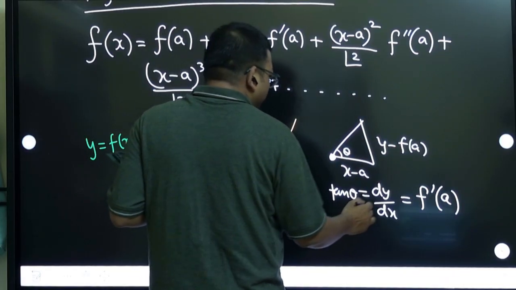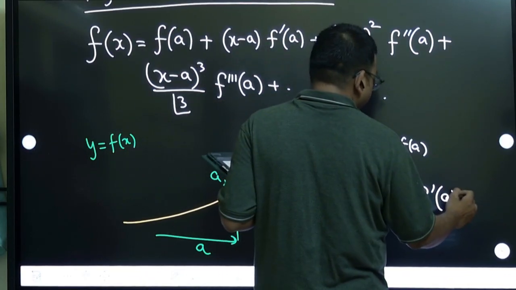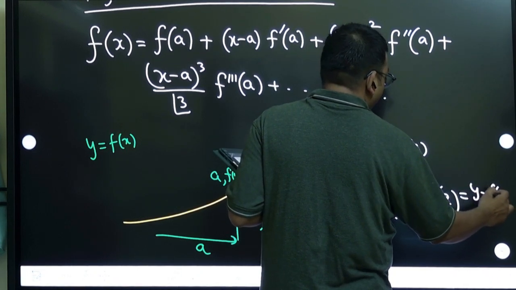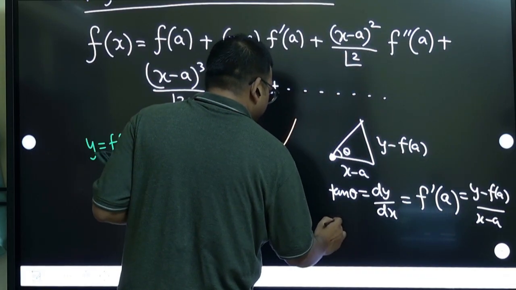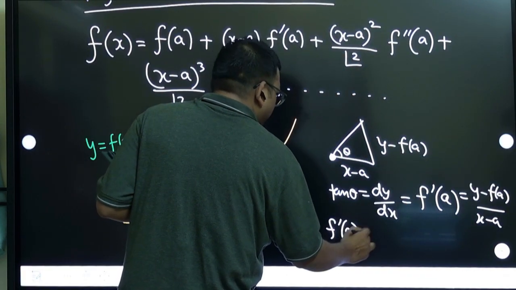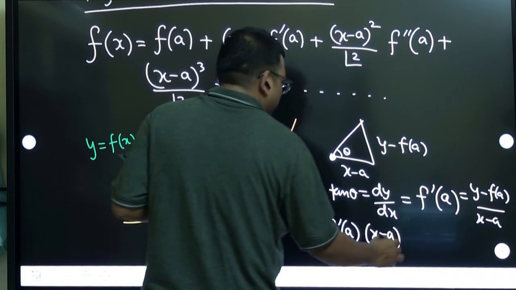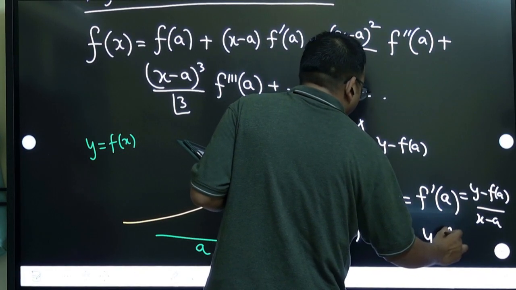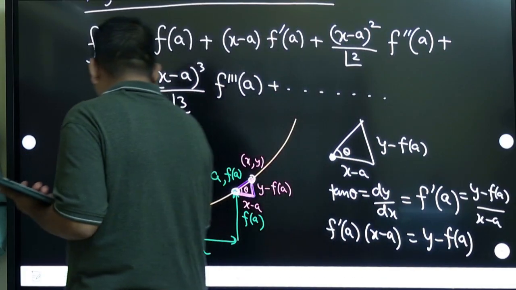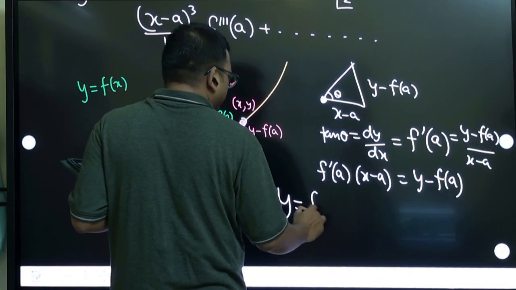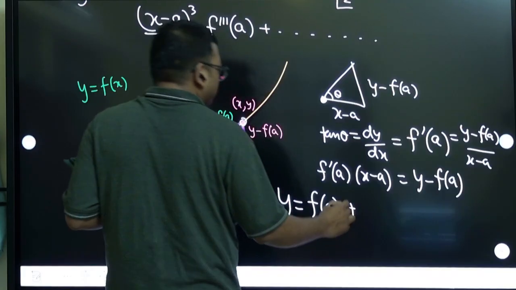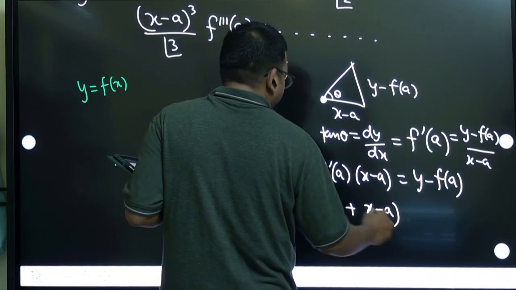Now can you tell tan theta in this triangle? Tan theta is y minus f of a by x minus a. What did you get now? Just cross multiply. F dash a into x minus a is equal to y minus f of a. So from here we got y as f of a plus x minus a into f dash a.